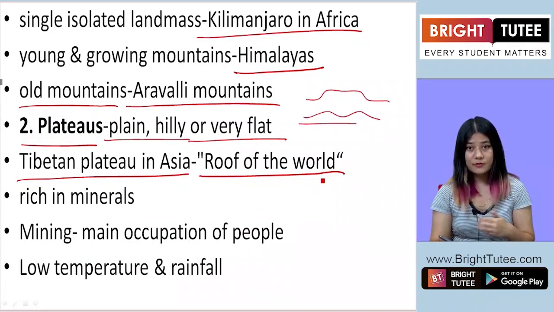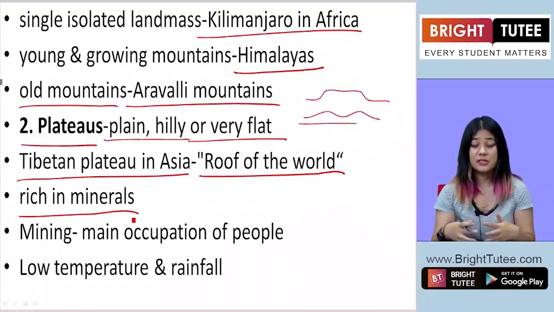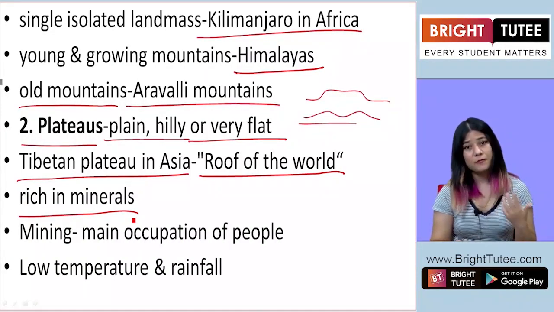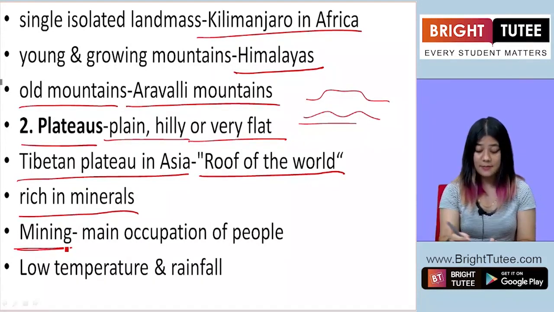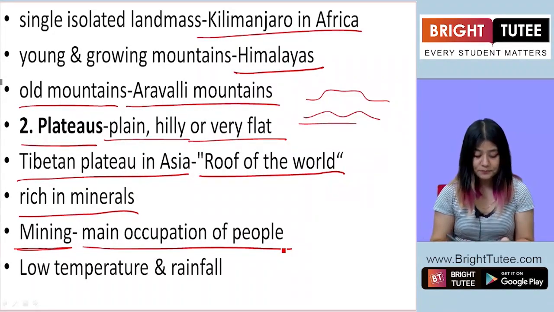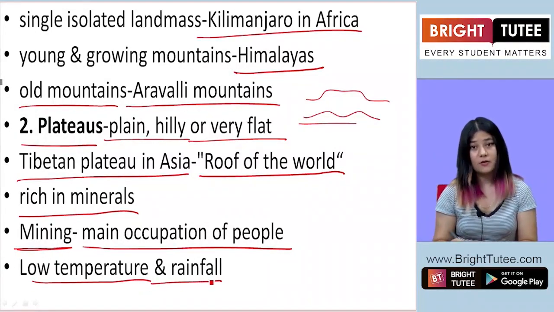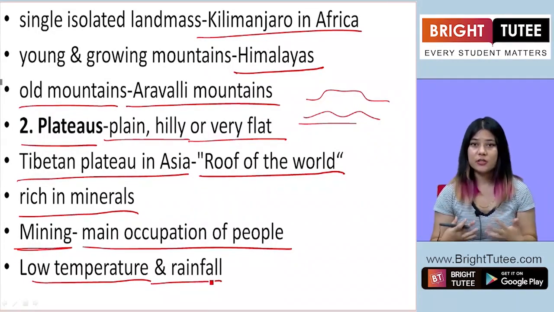Now, plateaus are generally very rich in minerals. It has a lot of minerals in this kind of landform. Because it is rich in minerals, mining is the main occupation of people in an area where plateaus are formed. In the plateaus, the temperature is low and the rainfall is also low. Because of this, agriculture is not so good in these areas.